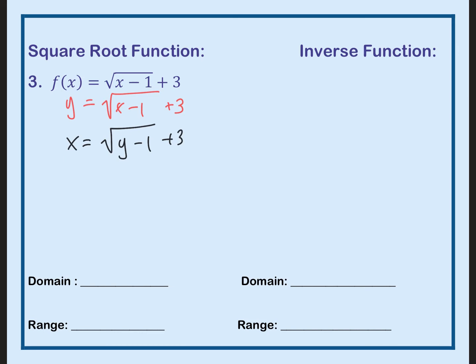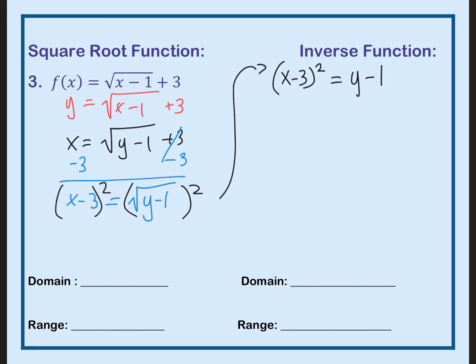After we switch them, our goal is to get y by itself. So we're going to move the 3 to the other side by subtracting 3 from both sides. Now that that radical, that square root, is by itself, I want to eliminate it, so I'm going to square both sides.